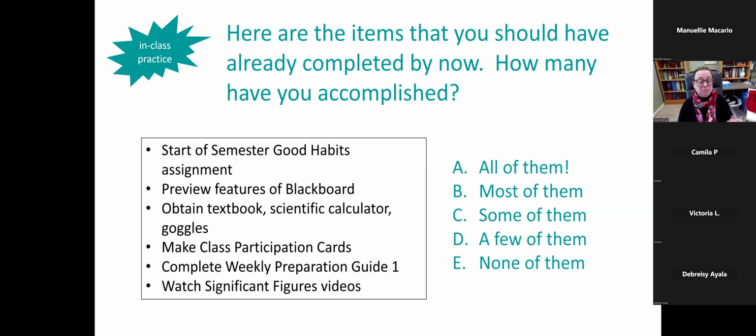Their class participation cards we've talked about. I've already given you feedback for those who have turned in their weekly preparation guides. Again, fantastic jobs. And watching the significant figures videos, I'm thinking that's a topic we're not going to get to till Wednesday. So you have another day or two to check those out, either before or right after class would be ideal, or both, actually, is probably more ideal. All right. Any questions on these assignments or tasks to complete here to get us off to a good start?